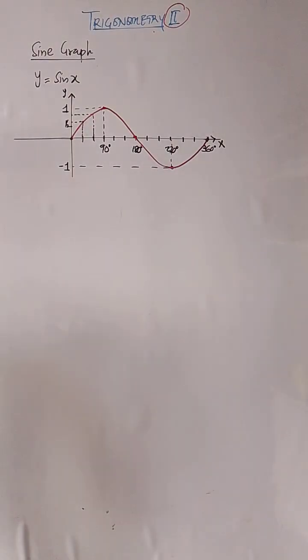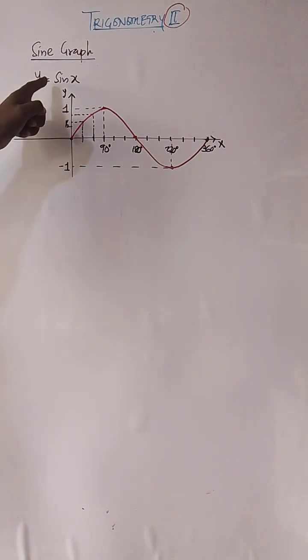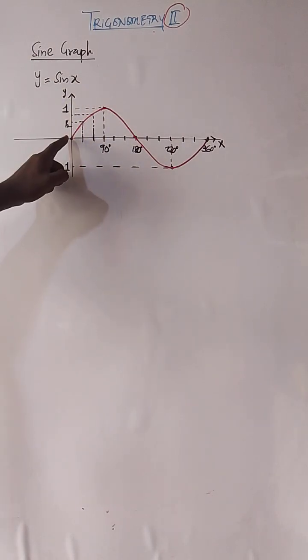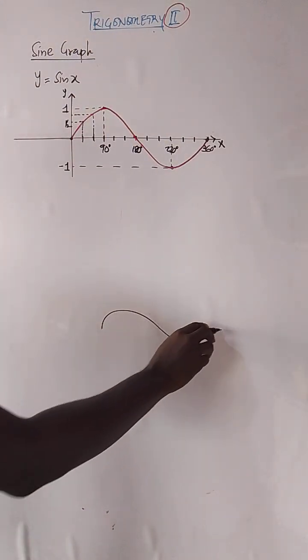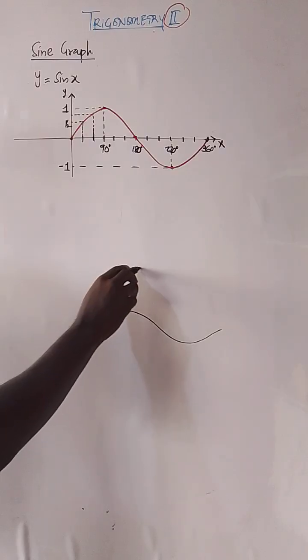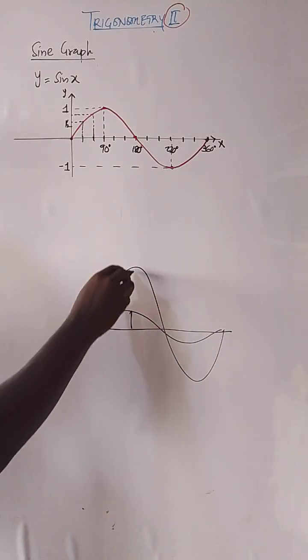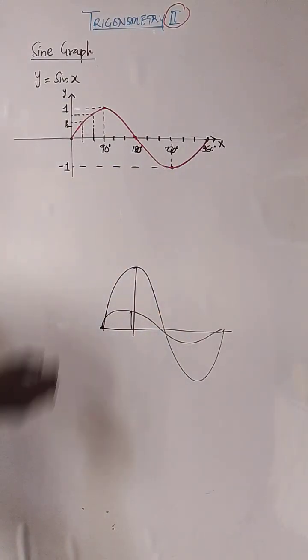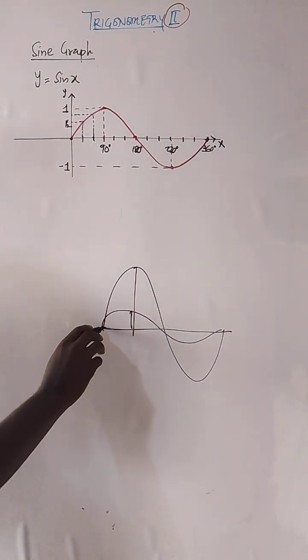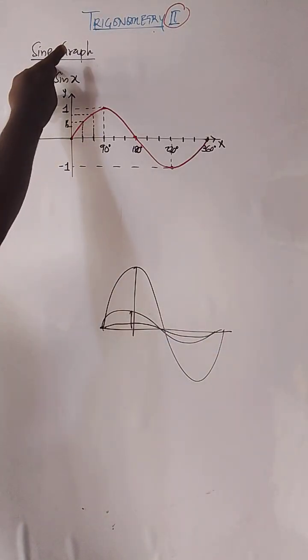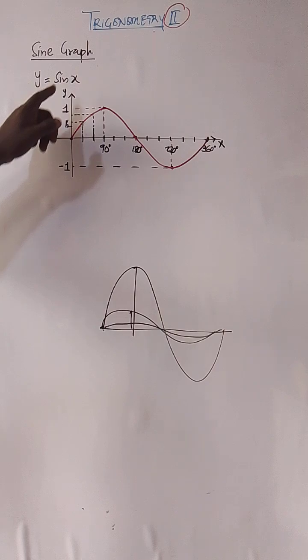But in short, this is how a sine graph looks like, y equals sine x. But this can take a coefficient, maybe 2 sine x. If it's 2 sine x, this graph gets taller. Instead of something like this for sine x, for 2 sine x you have something like this. It has higher amplitude. So the bigger the coefficient, the bigger the amplitude. For y equals half sine x, you get something smaller, like this. So you get a different graph depending on the coefficient.